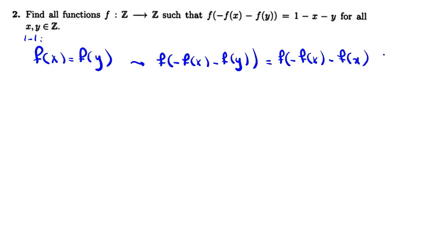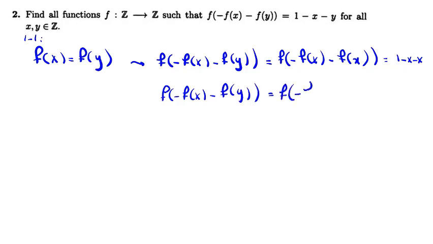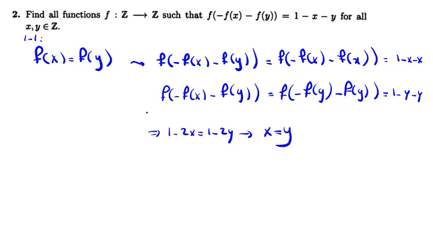You can replace f of y with f of x, and if you use this formula, it will be 1 minus x minus x. Similarly, you can use f of negative f of x minus f of y equals f of negative f of y, replace f of x with f of y minus f of y, and use this formula, the minus y. Because these two things are equal, we can say 1 minus 2x equals 1 minus 2y, so we can conclude x equals y. So it is 1 to 1.